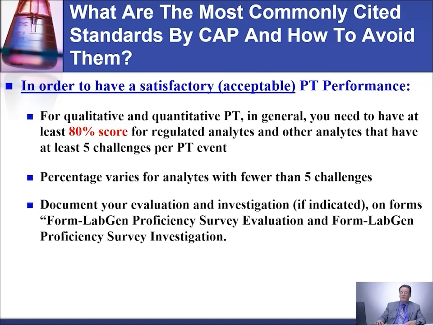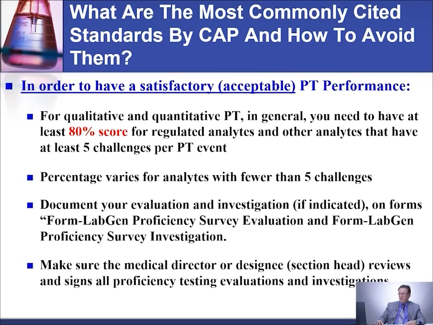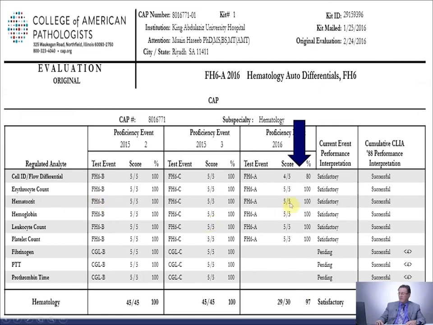So again, when you are evaluating and investigating the PT evaluation report, you need to fill the evaluation report and the investigation report. Make sure that your medical director or designee signs the report. That's how your score will look for your events or for your mailing. Like this was in 2015. This is B mailing number 2 and C mailing, and this is the A mailing for 2016. CAP continuously monitors you. They don't stop. So it's like a never-ending cycle.